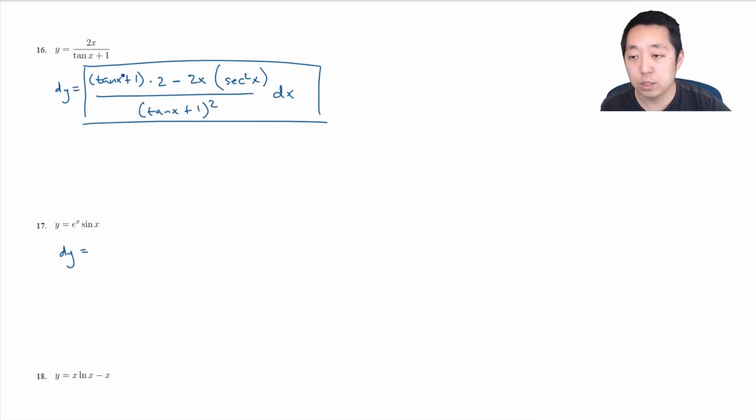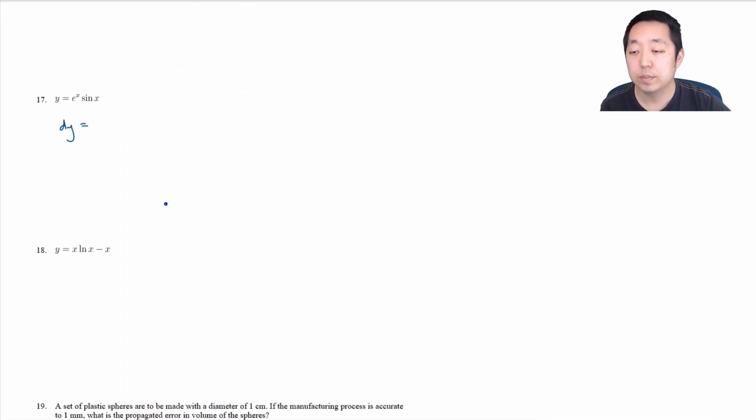Because for all of these, you would basically say dy over dx is equal to this. That's what the derivative is. I'm just simply moving the dx up there. That's all I'm doing. And so for dy, I do the product rule. I'm going to do the first, which is e to the x, times the derivative of sine x, which is cosine x, plus the derivative of e to the x, which is e to the x, times sine x. And all of that gets multiplied by dx.